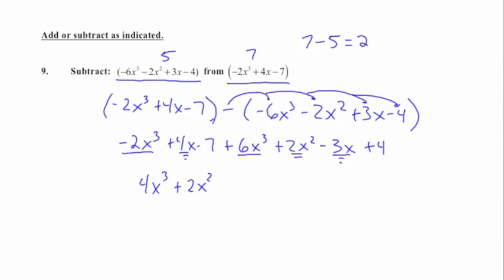So a positive 4x and a negative 3x would give me a positive 1x. So I can write that as just plus x. And now finally we'll end up with our constant terms here, and I have a negative 7 and a positive 4 that need to be combined. So a negative 7 and a positive 4 would give me a negative 3. And so that is my final simplified answer when I subtract this first polynomial from the second.